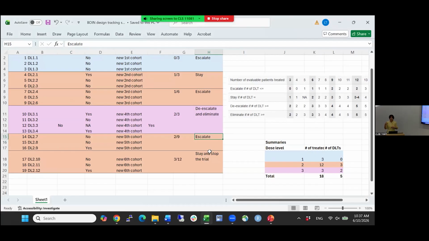However, in reality, people do not do that. Most of the time, people will stop at 9, the cap number, then stop the trial. Because if you keep enrolling patients, you may be stuck in that condition forever. You will be stuck in that condition where you cannot escalate, but your decision is not to stay. So you have to use up all your 45 patients.